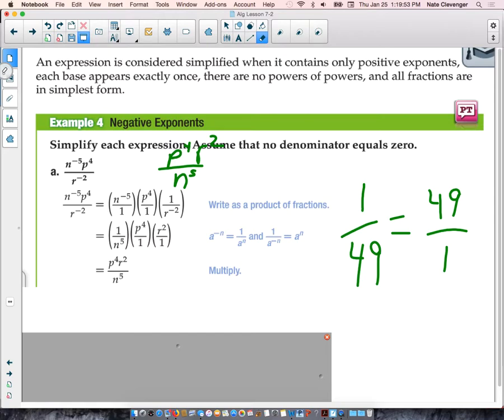And if you look at that example hard, you'll see that. And don't get frustrated.